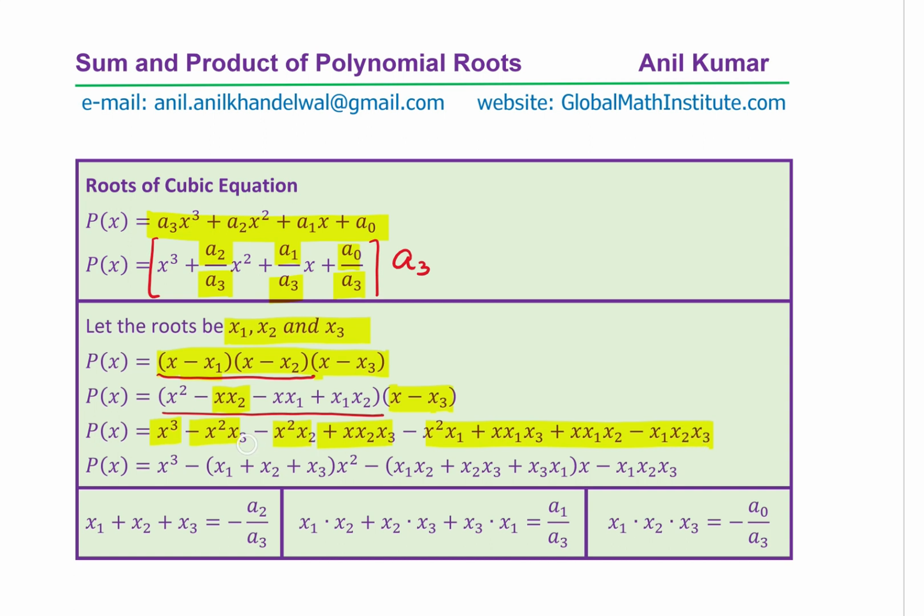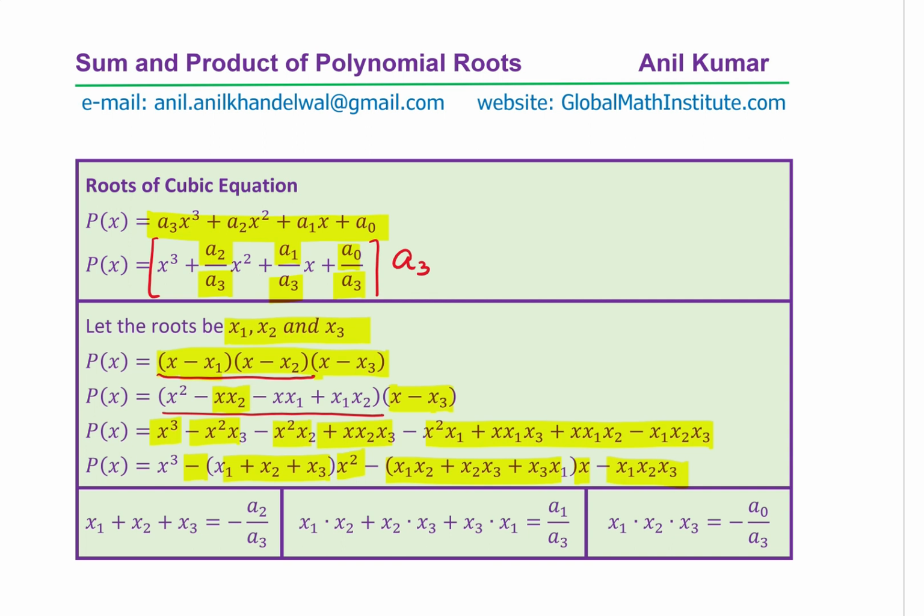Now clearly from here, we can take x squared factors common, right? x factors common and the constant term. So x cubed minus x squared is in three terms: x squared x3, x squared x2 and x squared x1. All are with negative sign. So I've taken negative x squared and we're left with x1 plus x2 plus x3. Similarly, taking x, we get the three factors which are the product x1 x2 plus x2 x3 plus x3 x1, and the constant term x1 x2 x3.